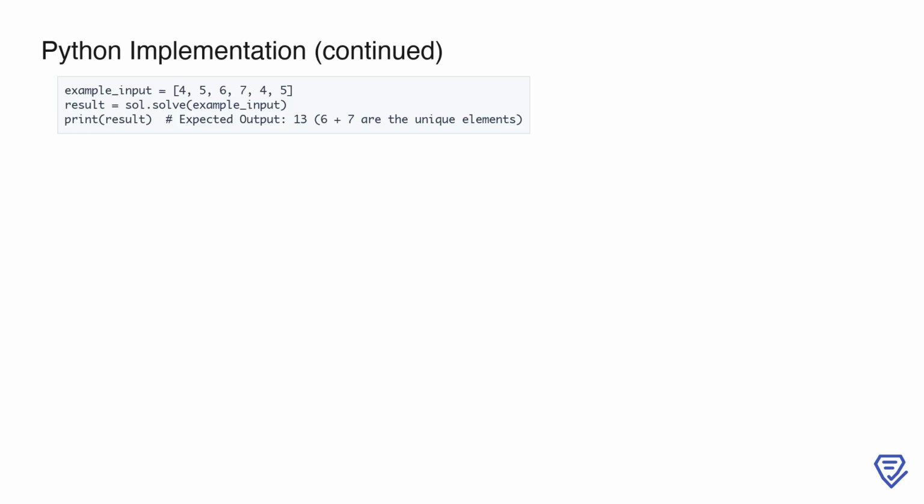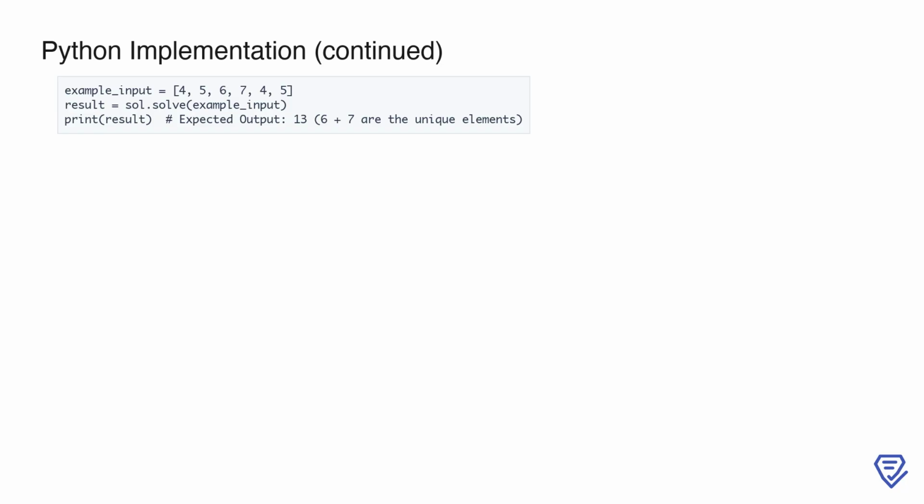Now, we see an example of how to use the solution class and its solve method. We create an instance of the solution class and pass a sample input list, 4, 5, 6, 7, 4, 5, to the solve method. The method processes this input to calculate the sum of unique elements. In this case, the numbers 6 and 7 appear only once in the list, so they are identified as unique. Their sum, 13, is returned as the output. Finally, we print the result to verify the output, which matches the expected value. This example demonstrates how the logic in the solve method effectively identifies and sums up unique elements in a given list.